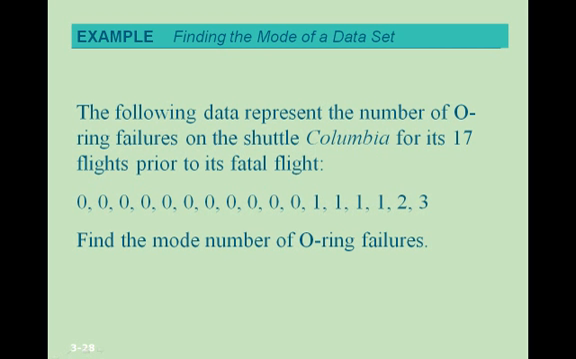The following data represent the number of O-ring failures in the shuttle Columbia for its 17 flights prior to its fatal flight. We want to find the mode number of O-ring failures. So we see that we have 11 values that are equal to 0. We have 4 values equal to 1, and we have a value of 2 and a value of 3. So the value that occurs the most is the mode. So the mode in this case would be 0.